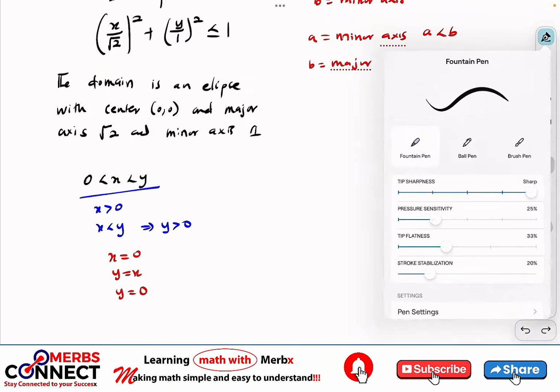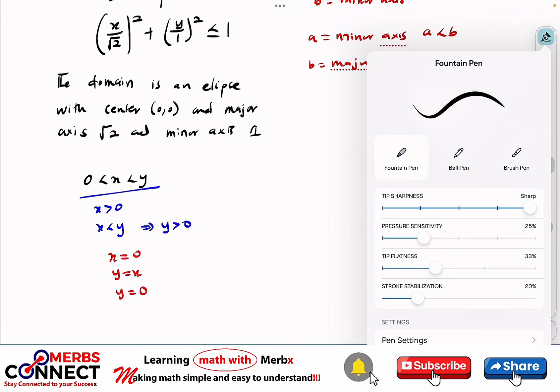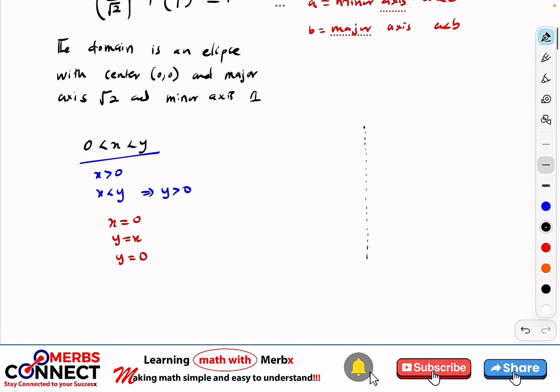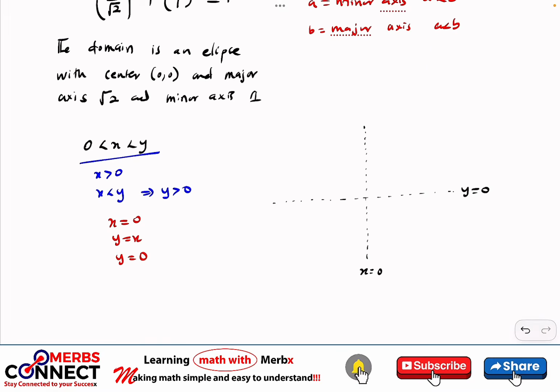Let me see if I can have dotted pencil. Okay, I don't have dotted pencil here, but I can have this one here. This will be my x is equal to 0, and I can have my y. This is y is equal to 0. Now let's look at how we are going to sketch the graph.